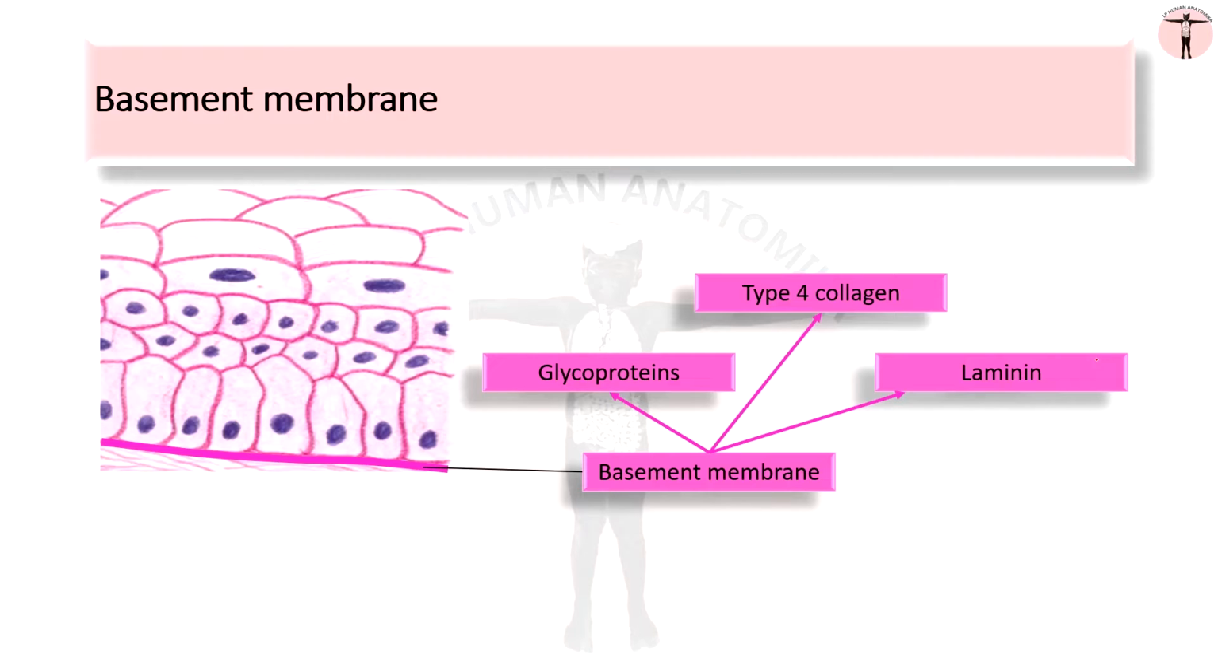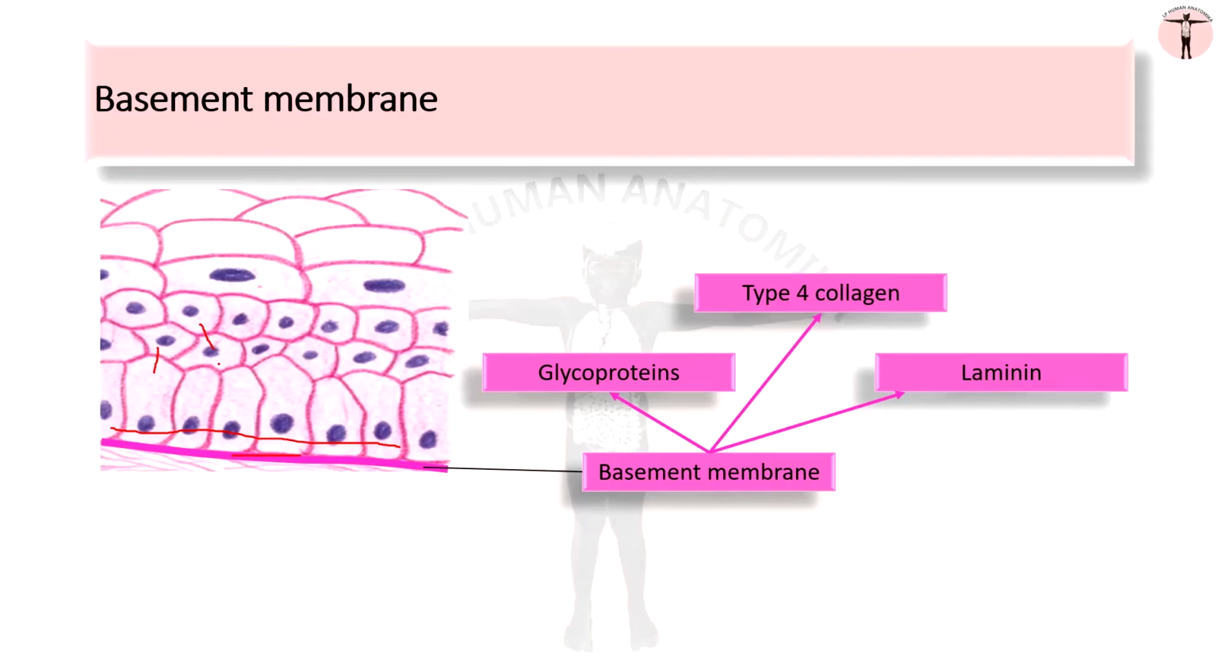In multi-layered epithelia, the deepest cells lie on the basement membrane. Here you can see the multi-layered epithelium on the left side, and you can observe only the basal layer is resting on the basement membrane. The other cells are anchored to the adjacent cells.